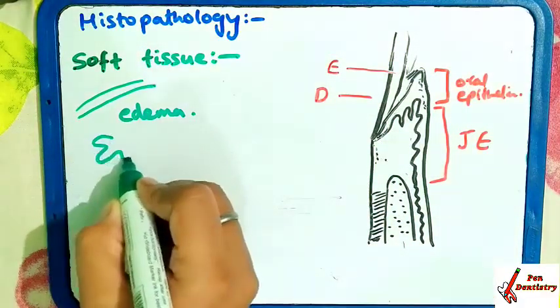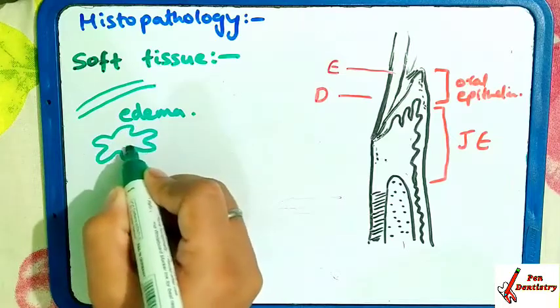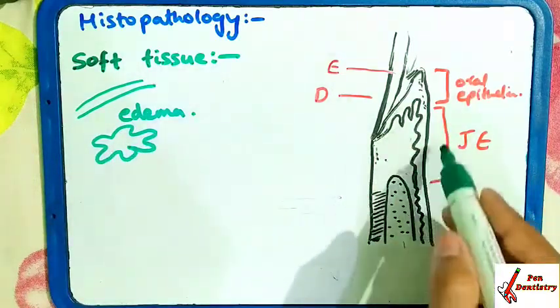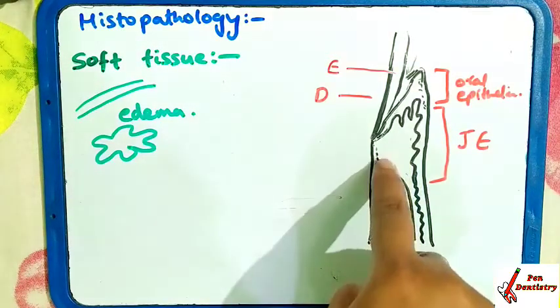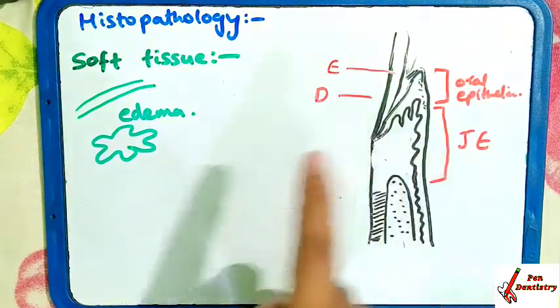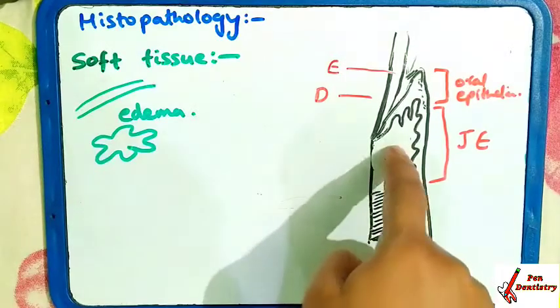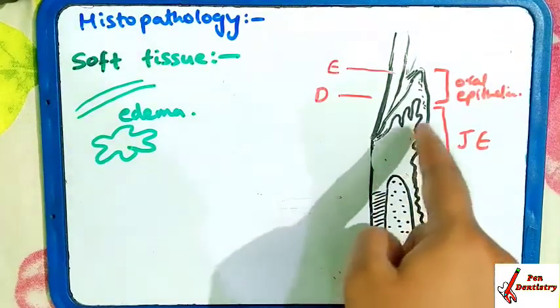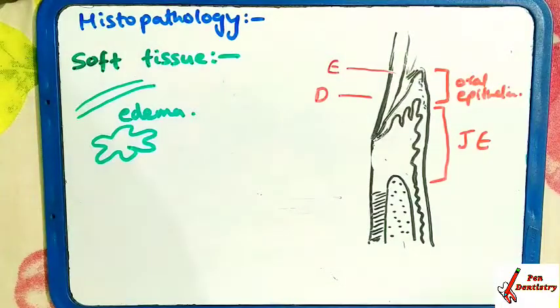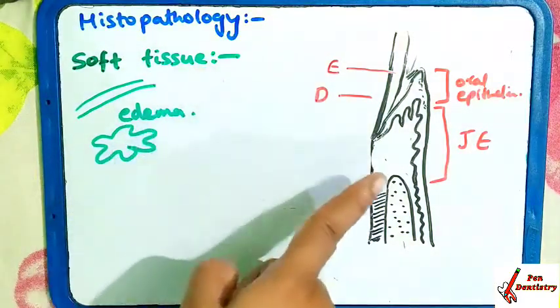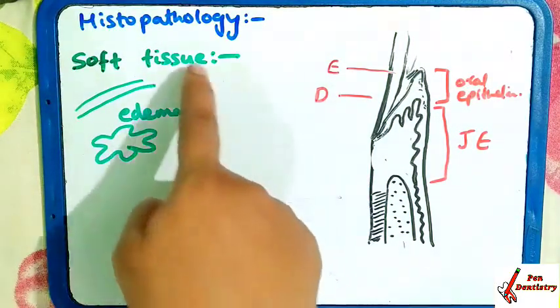These plasma cells are going to come inside this region, as well as the leukocytes, along with the neutrophils. The neutrophils, the leukocytes, as well as the plasma cells are going to be seen at this junctional epithelial region. These are the changes you are going to see in the histopathology of this periodontal pocket region, the soft tissue.